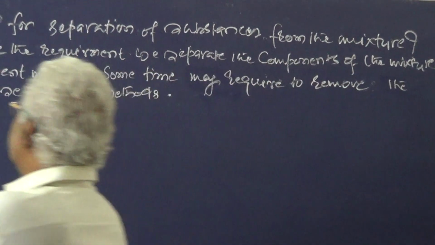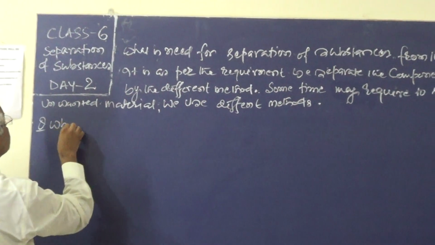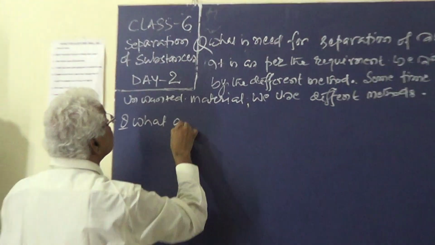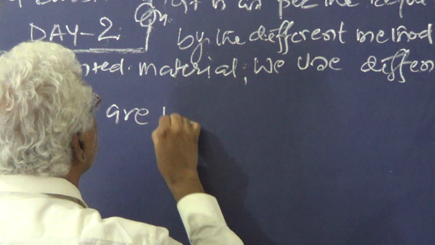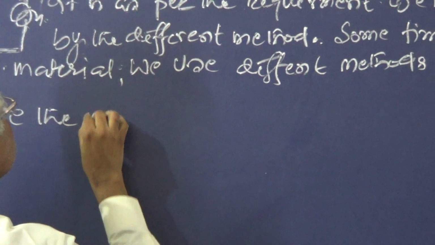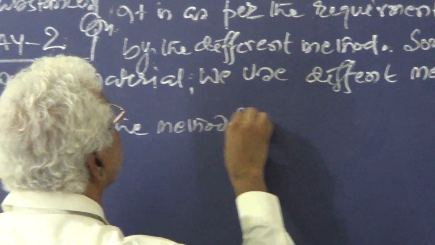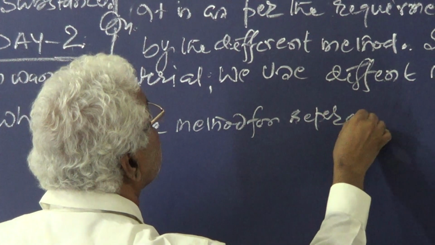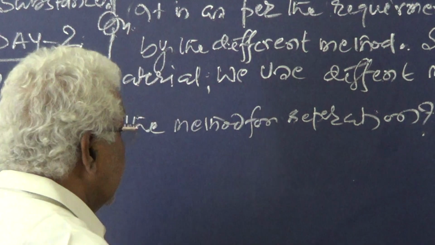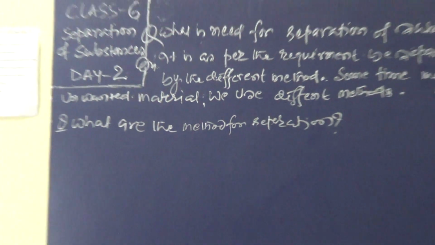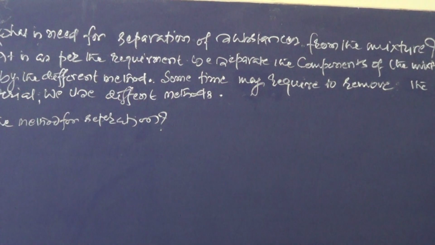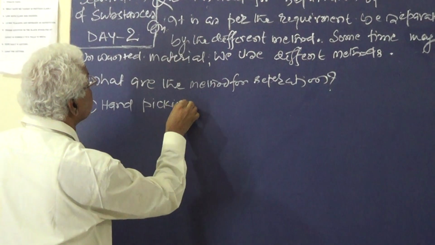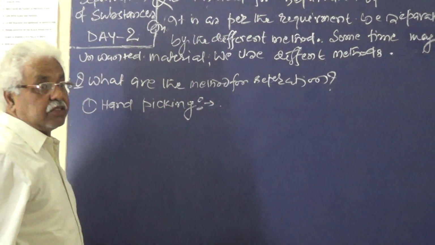Now, what are the methods for separation? किस मेथड से आप सेपरेट करते हैं? नंबर 1 है हैंड पिकिंग. हैंड पिकिंग क्या होता है?